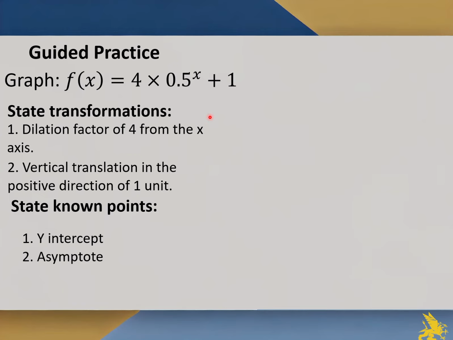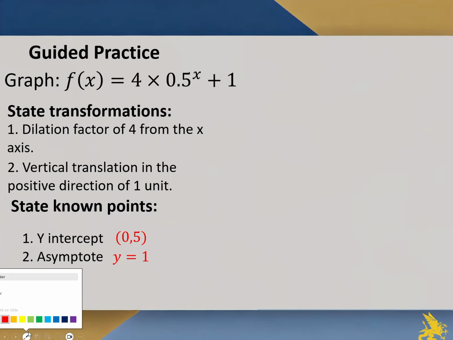The next thing we need to be thinking about is our y-intercept and our asymptote. So our asymptote was originally at y equals 0. It's been pushed up by 1 to y equals 1. Our y-intercept, again, is when x is equal to 0. So if I put 0 as the power, it gives me 1. So 1 times 4 is 4, plus 1 is 5.